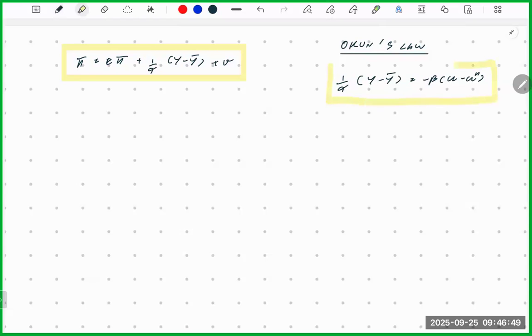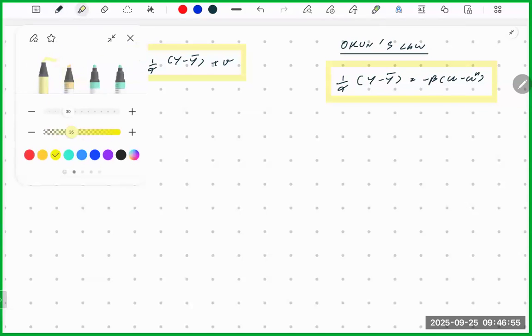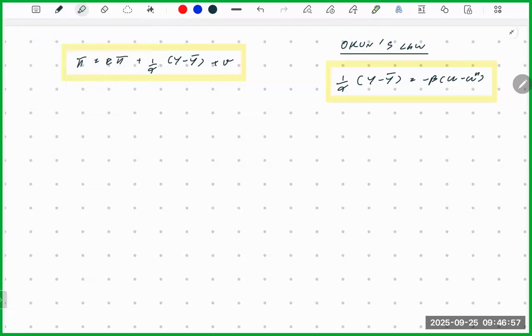And then you can see that in the inflation equation, you have 1 over alpha times (Y minus Y bar). In Okun's law, you also have 1 over alpha times (Y minus Y bar). So we can simply merge the two equations together, right?